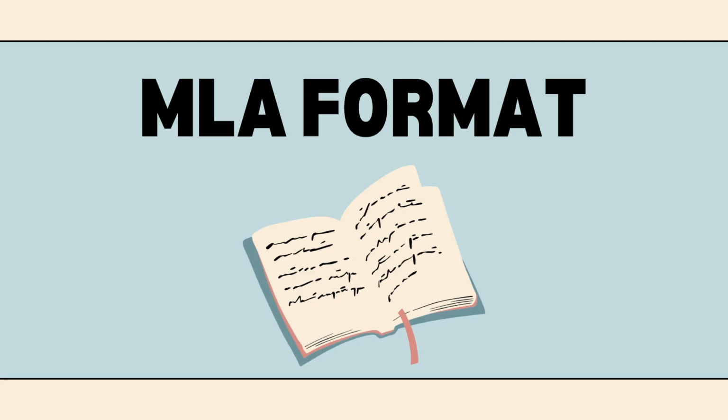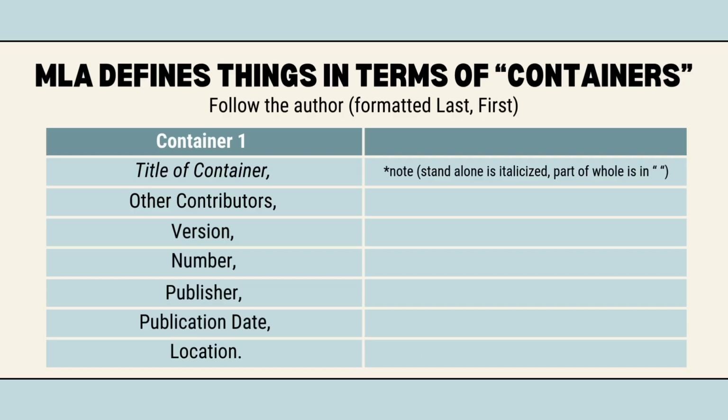Now looking closer at MLA formatting. Now, as we discussed earlier, MLA defines things in terms of containers. These are the bits of information that follow the author, which is listed as the last name, comma, the first name, period. Pay close attention as we go through the formatting of the things on the left-hand side. Are they in italics? Are they capitalized or are they not? Is there a comma following it or a period?